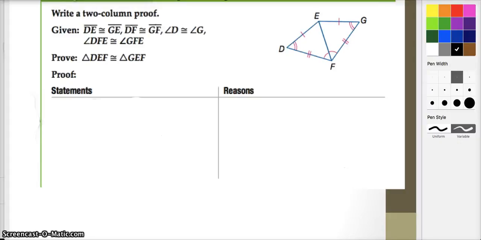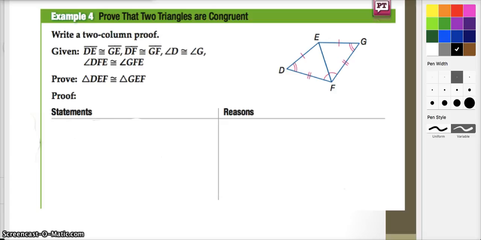All right, geometry friends, here we are, and we're looking at the second part of section 4.3, and we have this proof that we've got to get into. Let me scroll upward so you can see the whole problem. So this is example 4, and we're going to prove that two triangles are congruent.